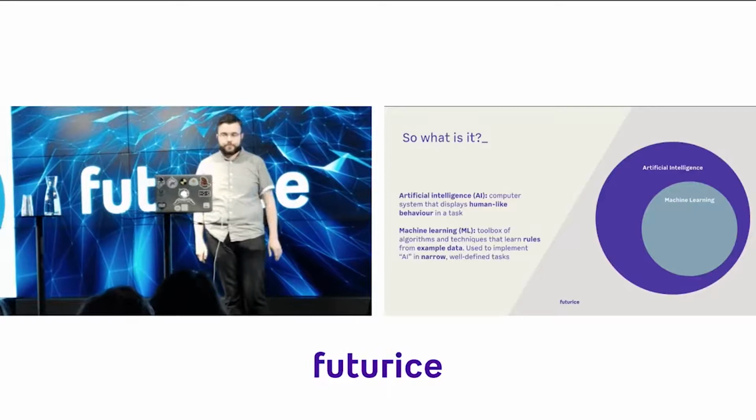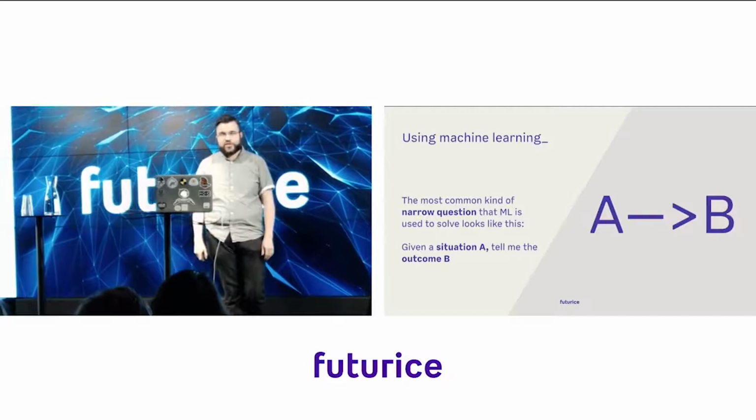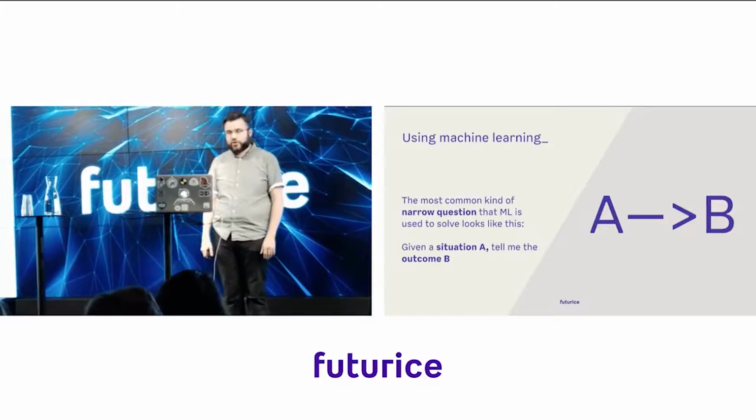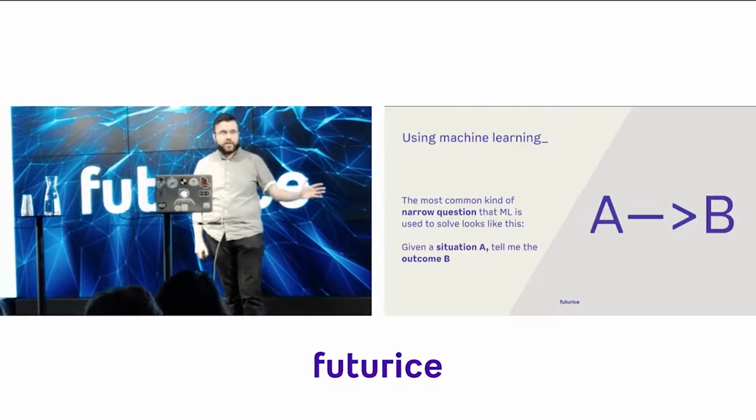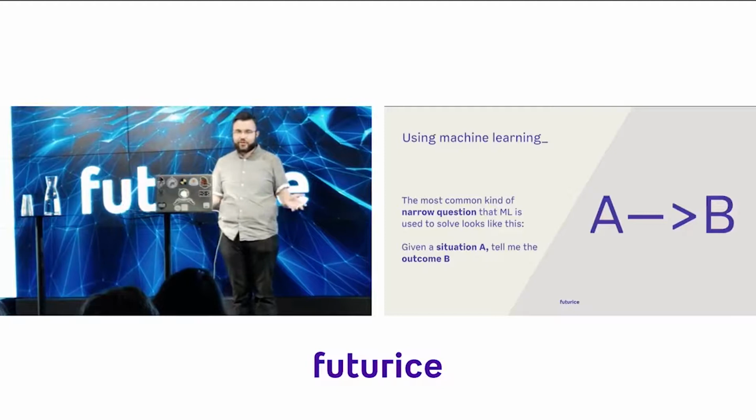What that looks like in practice: there are many different kinds of machine learning algorithms, thousands at this point. But for the ones that people are actually using out in the world and making money with in their businesses, probably the most common type of question you can answer is, given some situation A, tell me some outcome associated with that situation. And that's, again, totally unhelpful. Situations and outcomes doesn't mean anything. So let's go straight to an example so I can clarify what I mean.